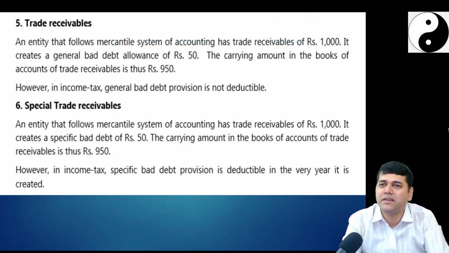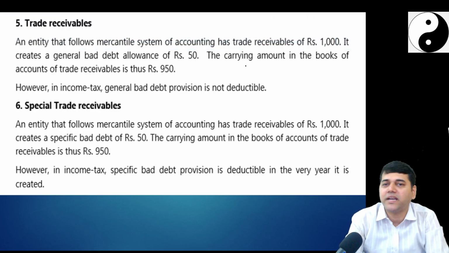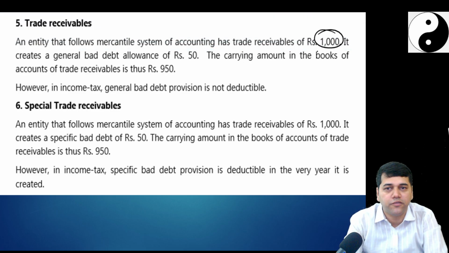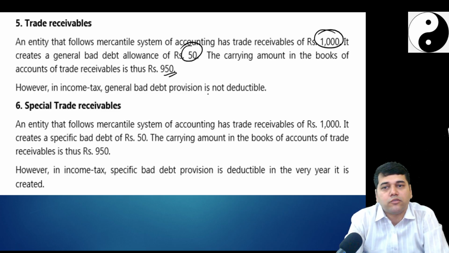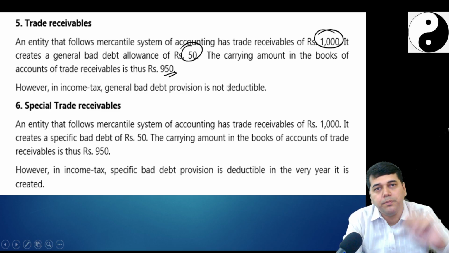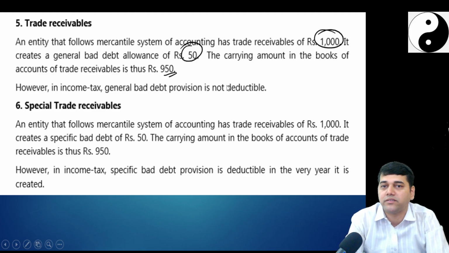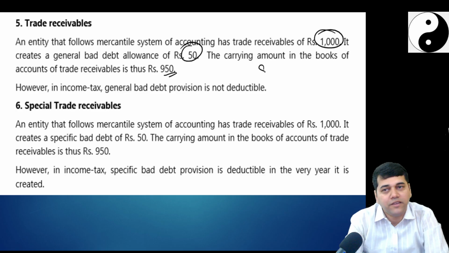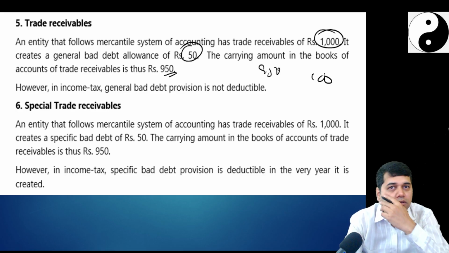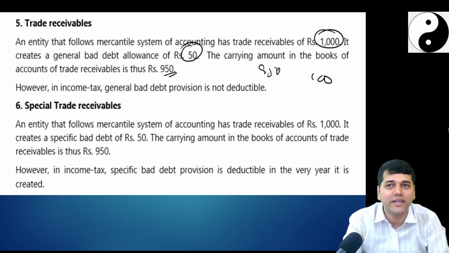Like this, simple. Trade receivable. The entity follows the mercantile system. You have a trade receivable of 1,000. You made a bad debt provision of 50. The book value comes to 950. Income tax says, look, bad debt provision I don't deduct. You pay me only when you claim the actual bad debts. 950 and 1,000. That's what I told, no? Like fire. Look at it, you understand it.